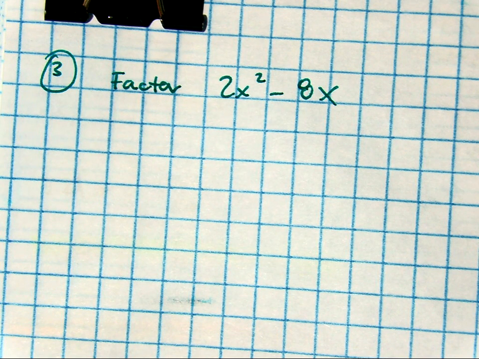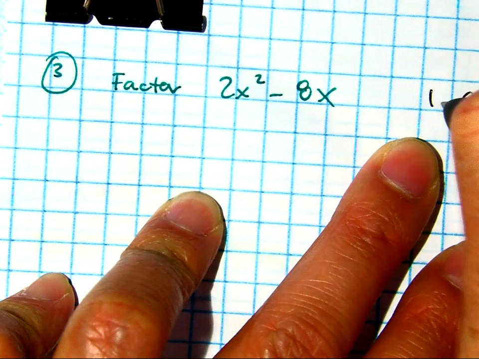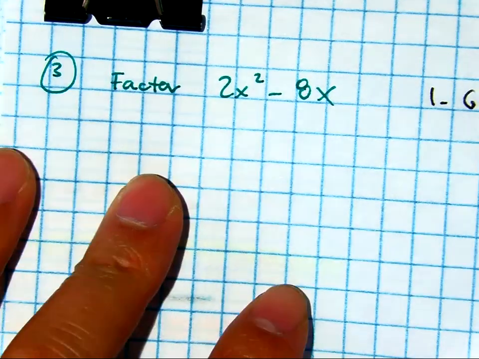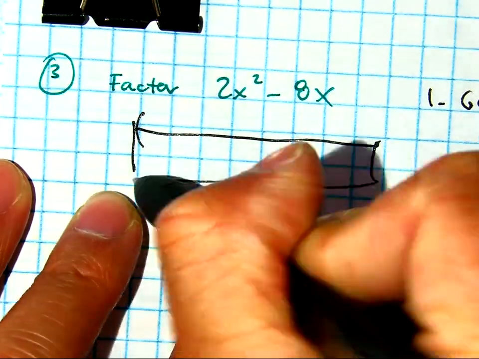Alright, for number 3, the first thing I'm always going to do when I'm factoring is to see if there is a greatest common factor. I'm always thinking of that. So, what are factors? You can put that in the box if you want.